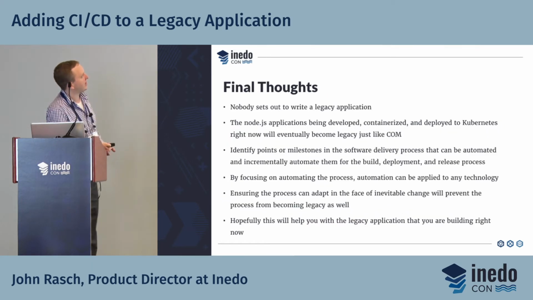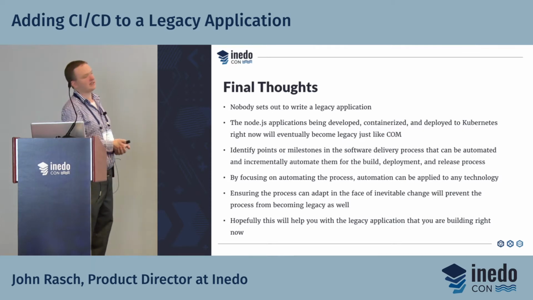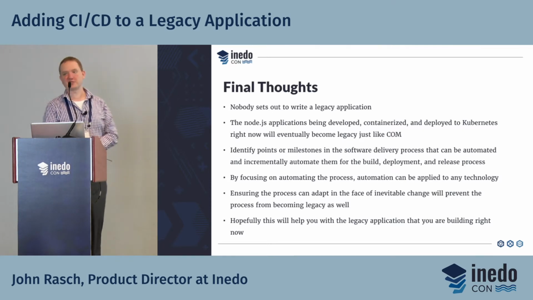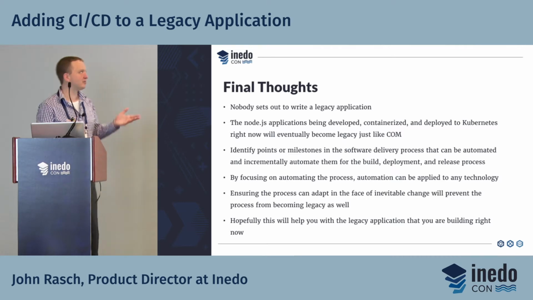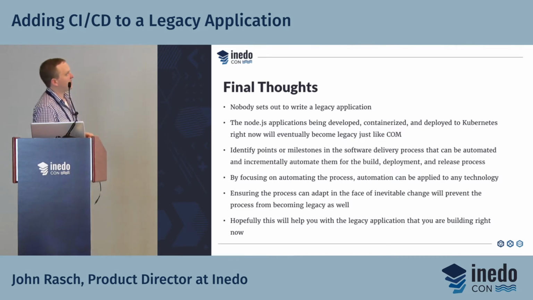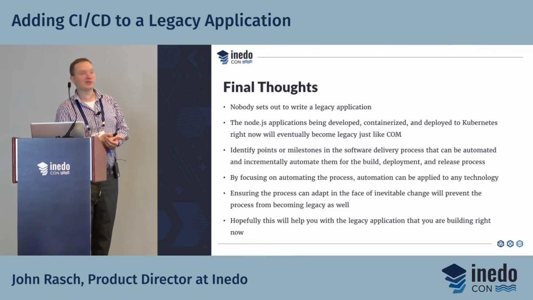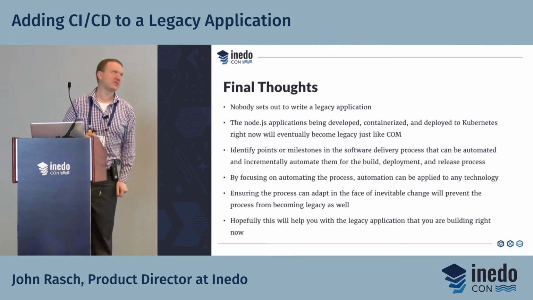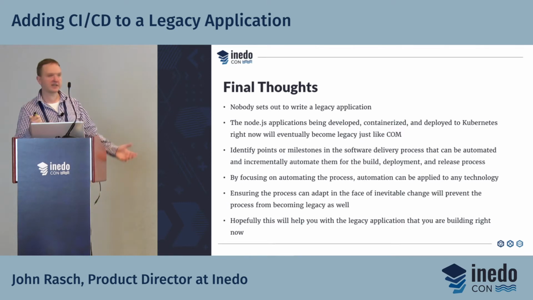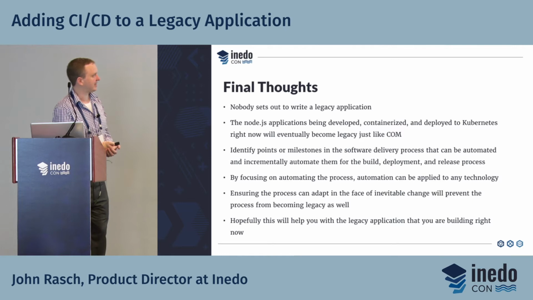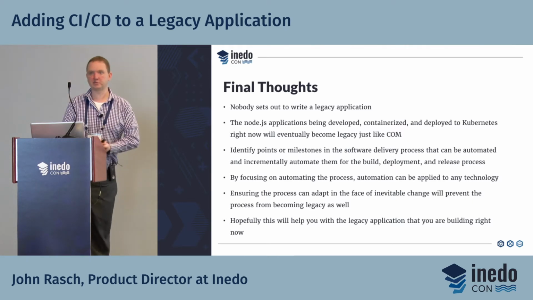So, final thoughts. Nobody sets out to write a legacy application. I know we've heard many times today about the monolith, how that comes to be. Nobody ever sets out to write a monolith. Same case with the legacy application. The Node.js applications being developed, containerized, and deployed to Kubernetes right now will eventually also become legacy, just like Common was back in the 90s. Identify points or milestones in the software delivery process that can be automated and incrementally automate them for the build, deployment, and release processes.